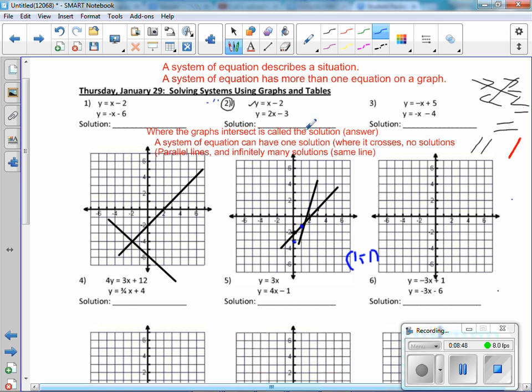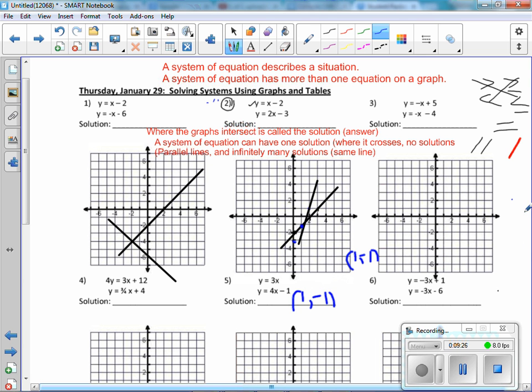So now, if you just plug in 1 for x and negative 1 for y, it should work for both equations. So if I plug in 1 for x, 1 minus 2 is going to be a negative 1. That's what I needed to get. If I plug in 1 for x here, 2 times 1 is 2. 2 minus 3 gives you negative 1. It checks out. So you know the solution is 1, negative 1. So you just put it on the line with the solution.